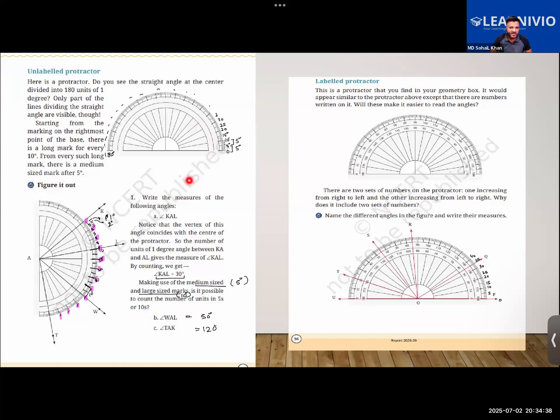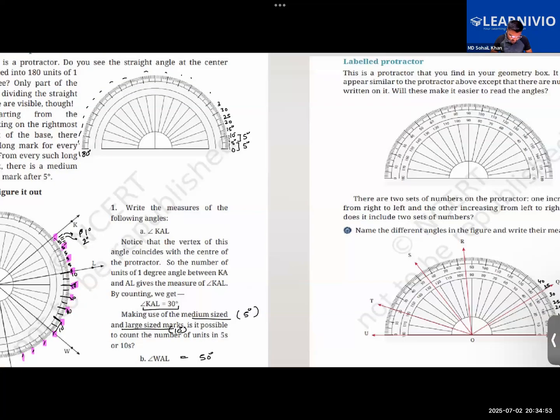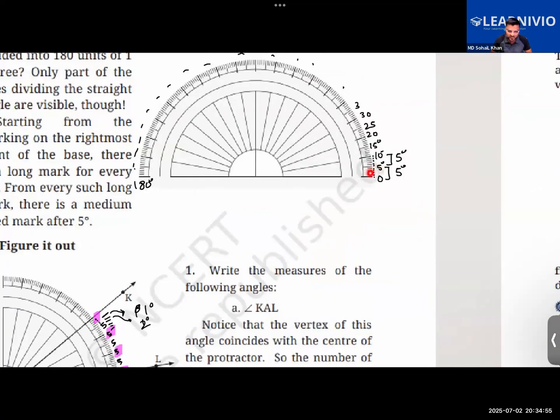Right now where the degrees are not mentioned, like in this one, it's a label protector. Right now the degrees are mentioned here. So even if the degrees are not mentioned, we can still measure the angle, right? Because we know that every marking here stands for 1 degree. So in total, there are 180 markings, 180 small lines and big lines that you see here.